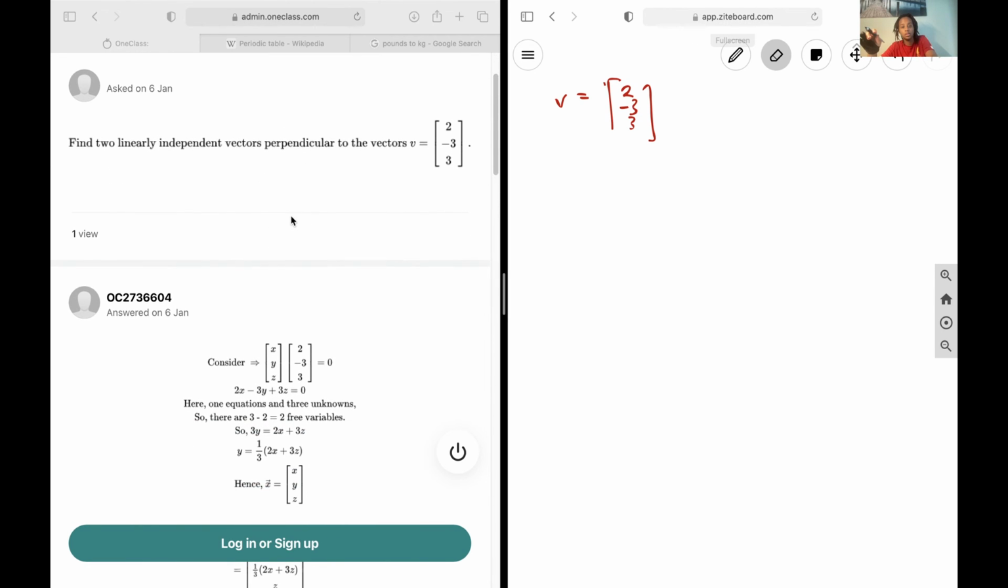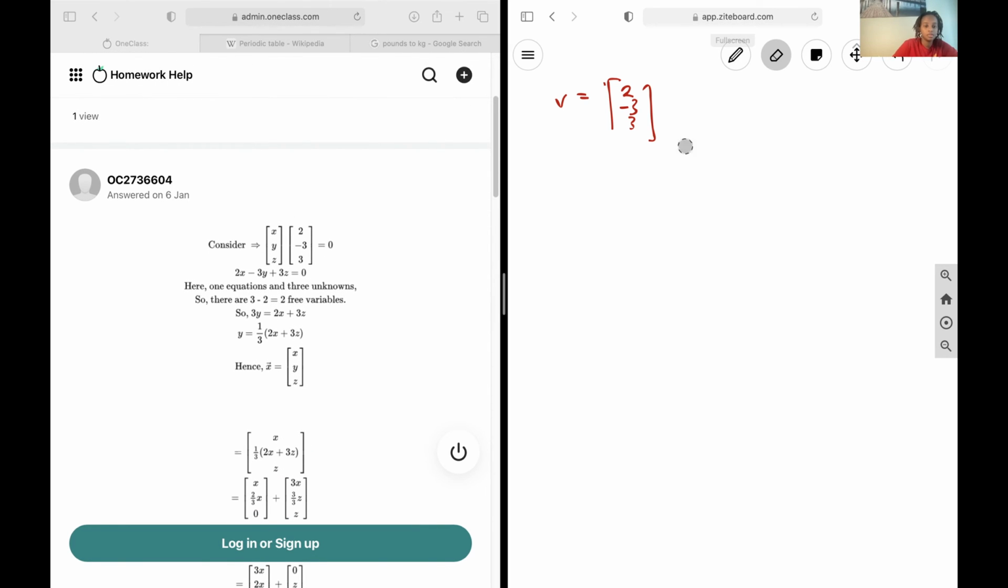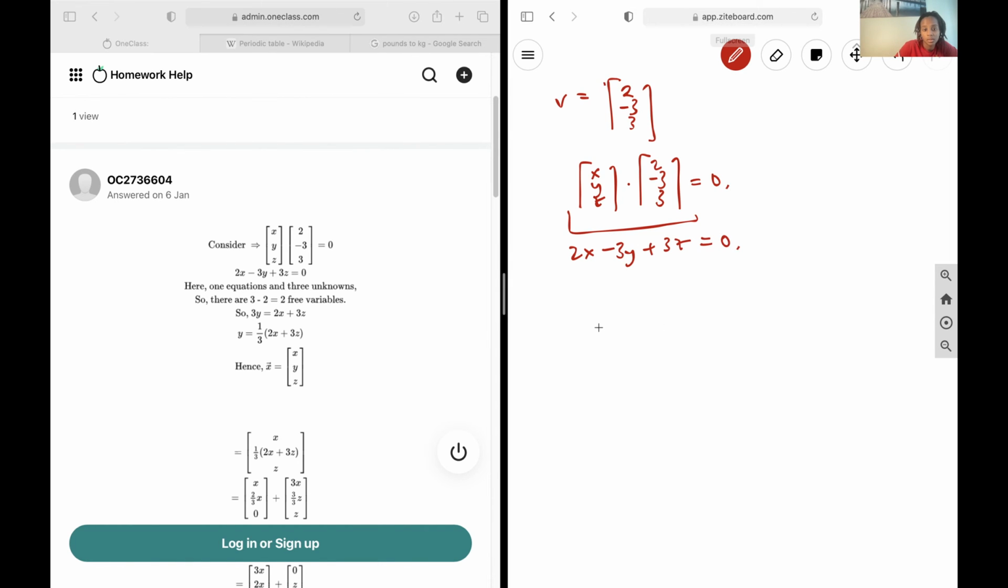So we want two linearly independent vectors perpendicular to the vector v. What it means for them to be perpendicular is that when I take the dot product of whatever vector I come up with and (2, -3, 3), I should get 0. So if I write it out, 2x minus 3y plus 3z is equal to 0 is how I would like it to be.